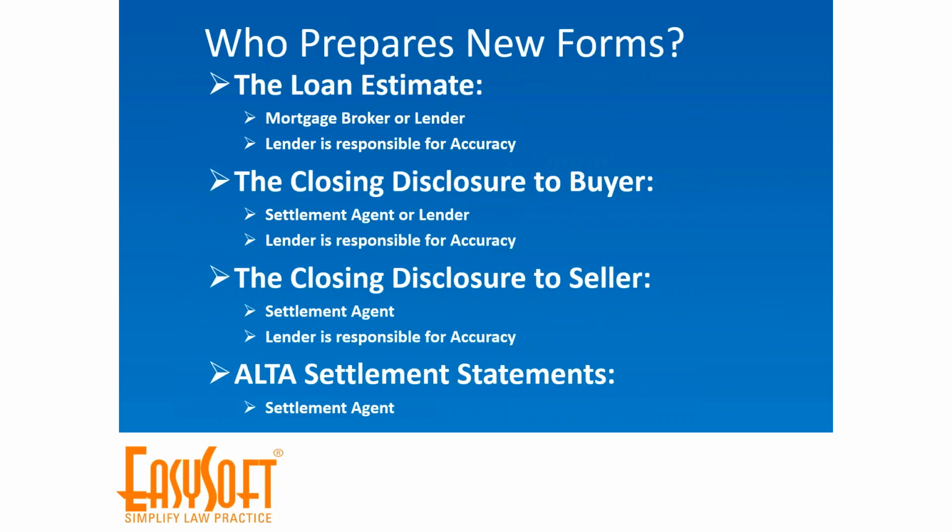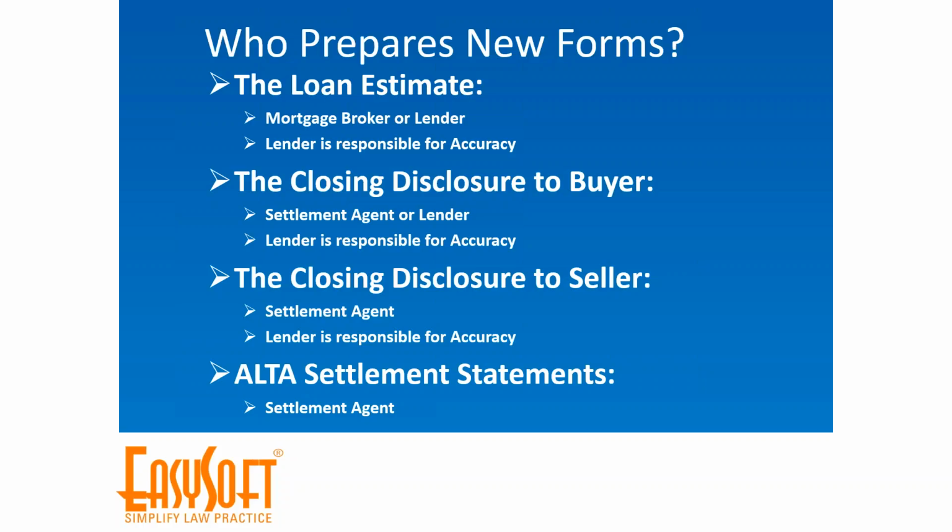The loan estimate will be created by the mortgage broker or lender, who is responsible for the accuracy of that document. MISMO compliance will be important in making sure that this estimate is properly accounted for on the closing disclosure. The first of those disclosures, the buyer's disclosure, will be the responsibility of either the settlement agent or the lender, and it's the lender's job to maintain accuracy. Normally, the buyer's disclosure consists of both buyer and seller information, but our software does offer an option to only do buyer information.